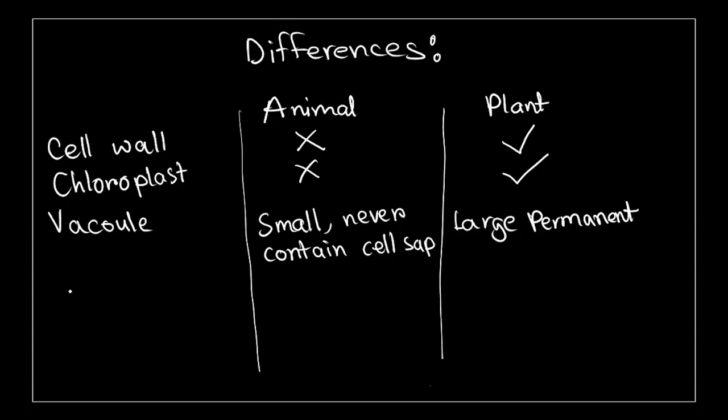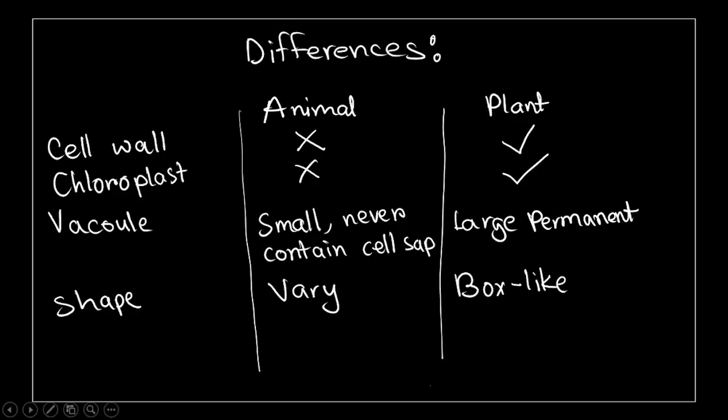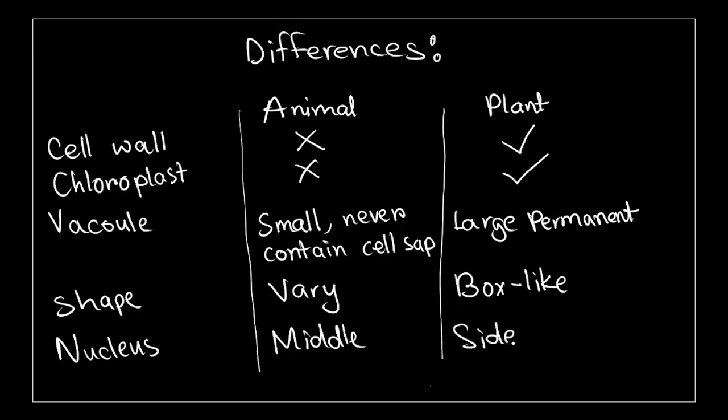Moving on to the structure or the shape. The animals, the shape can actually vary. But the plant cells, they have a box-like structure. So it's boxy. And the nucleus in animal cells, of course, they both have it, but in animal cells, the nucleus is in the middle of the cell or around that. And in plant cells, they are, you can say, in the side of the cell most of the time, okay? Side of the cell. So these are the key differences between animal cells and plant cells that you gotta know.